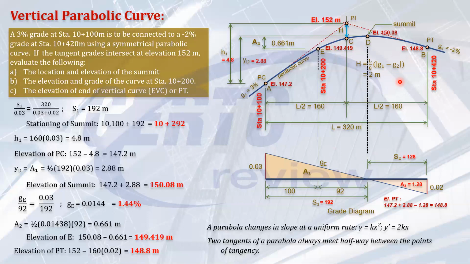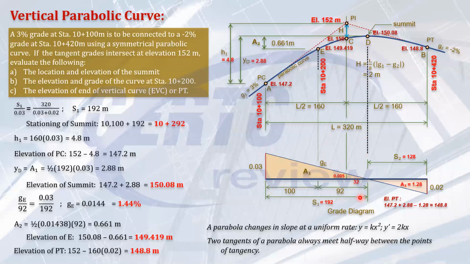Or if you forget this formula, you can solve that H using the grade diagram. So if you put that value, by the way, this is now elevation 150. That will be right here, a very small portion here. So in that portion, this will be 160, so 192, so this should be 32 meters. If that's 32, we can solve this height here by proportion. 0.03 is to 192 as this grade is to 32. That will give you 0.005 or 0.5%. So the grade of the curve at the center of the curve is 0.5%.